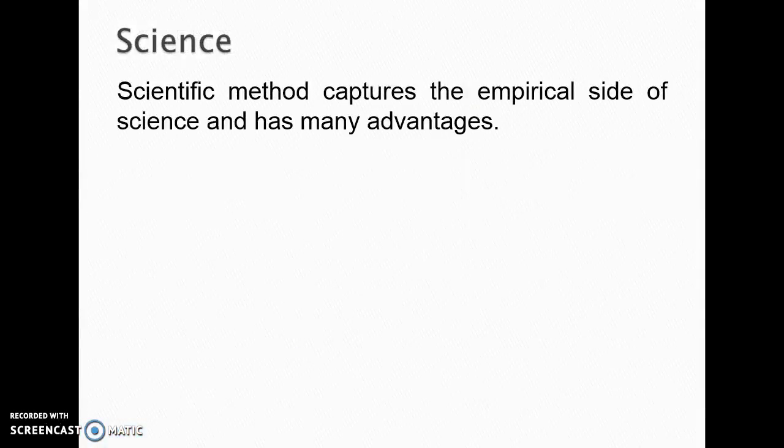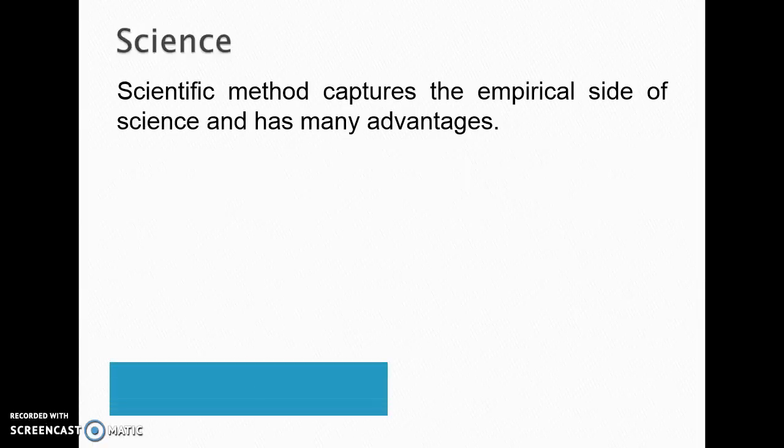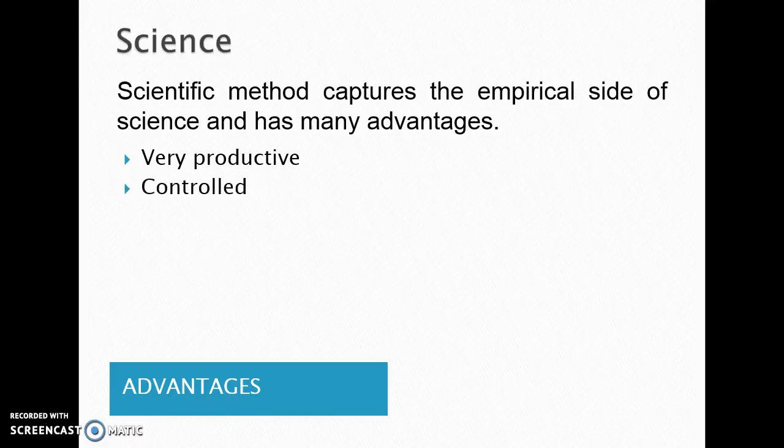The scientific method captures the empirical side of science and has many advantages. And let's talk about them. One, very productive. Think about when you do an experiment, you have decided how you're going to do it, you have tried to put the right environment for you to conduct the experiment. So you know at the end of the experiment, you would have yielded results or data that is rich and you would have not wasted your time. So using that method is quite productive.